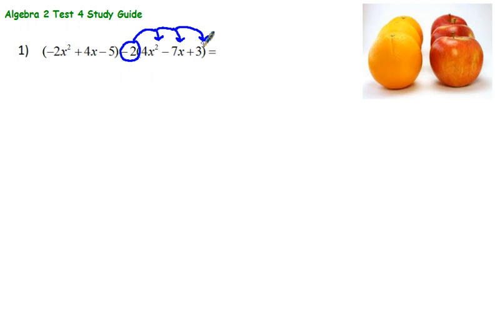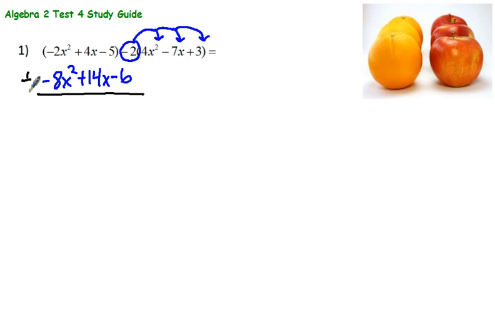Alright, so just so I can line this up, after I distribute, I'm going to write what I get here. -2 times 4x squared would be a -8x squared. And then -2 times -7x would be 14x. And then -2 times 3 would be a -6. And then what I'm going to do is just add these things up.